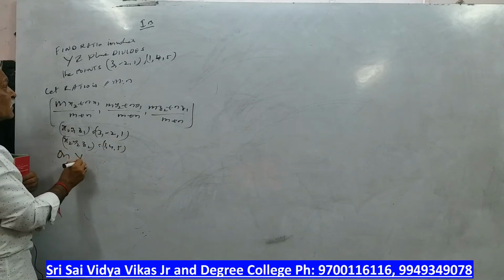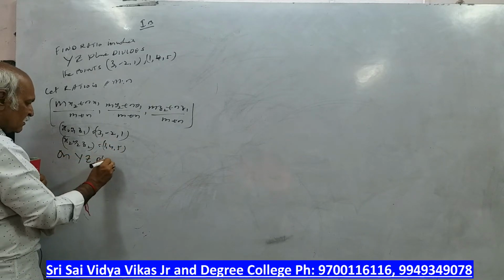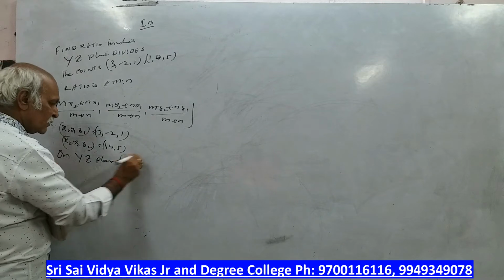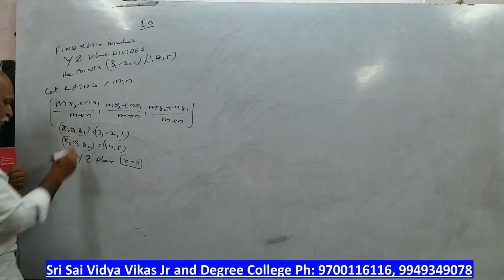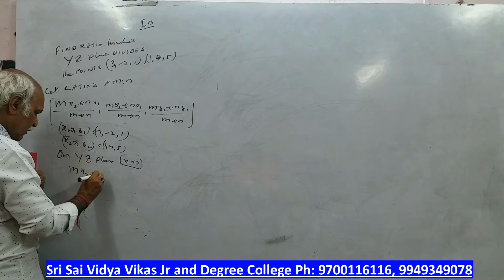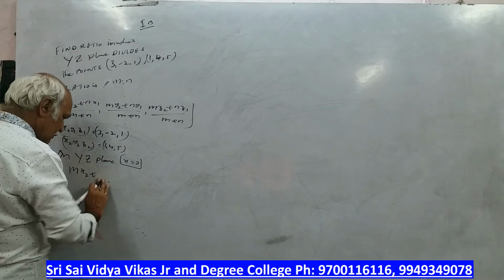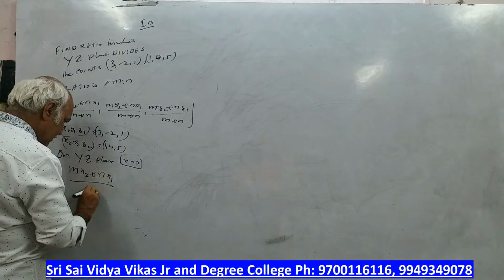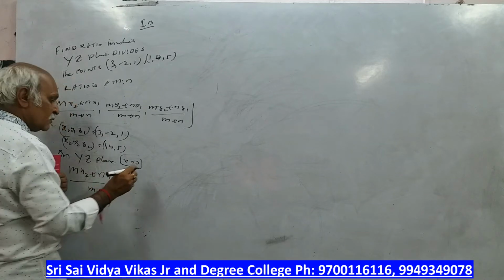Now on which plane, sir? YZ plane. X is equal to 0. Okay, which letter is not there? X. So it means (mx2 plus nx1) by (m plus n) is equal to 0.